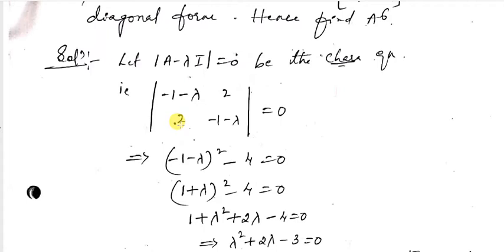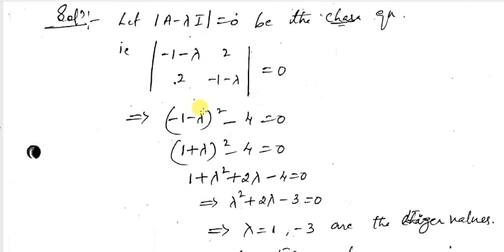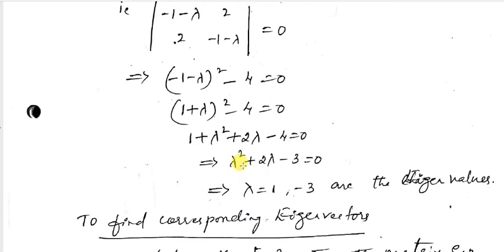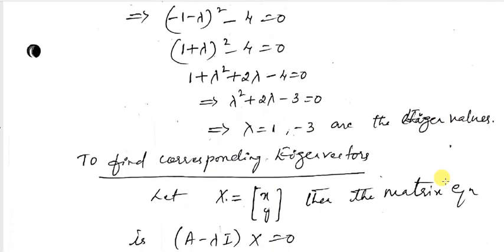Let us find first the eigenvalues and the corresponding eigenvectors in the usual way. Let determinant of A minus lambda I is equal to 0 be the characteristic equation. Expanding this determinant gives the characteristic equation as lambda square plus 2 lambda minus 3 is equal to 0. Solving, we get the roots lambda is equal to 1, minus 3, called the eigenvalues. So let us denote the eigenvalues by lambda 1 and lambda 2.